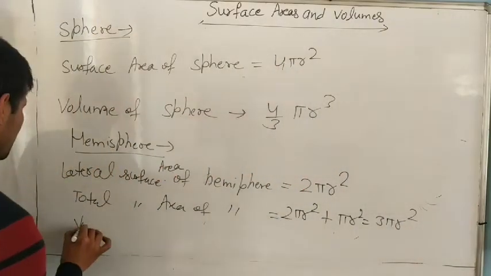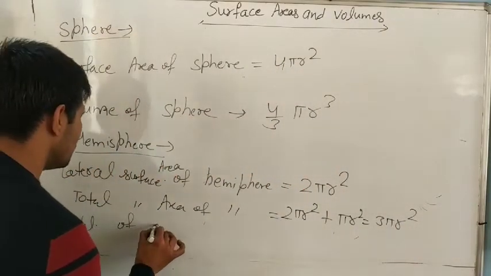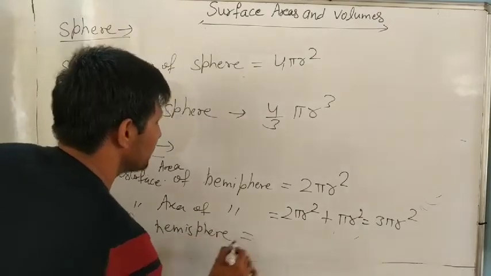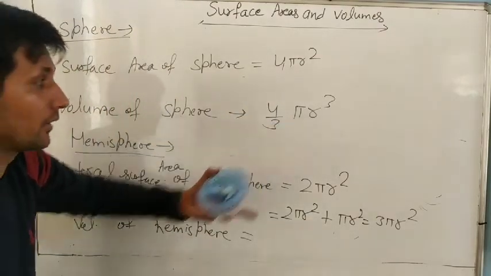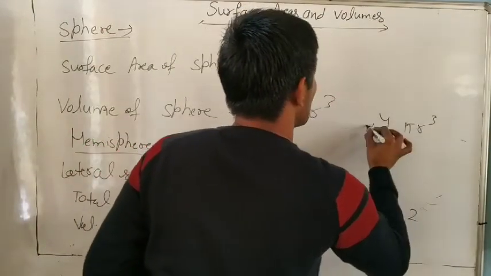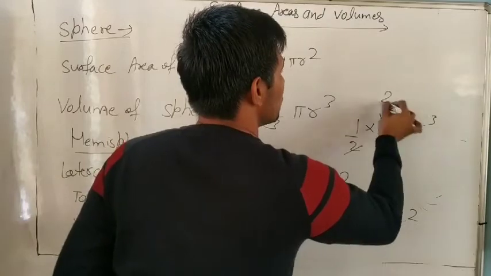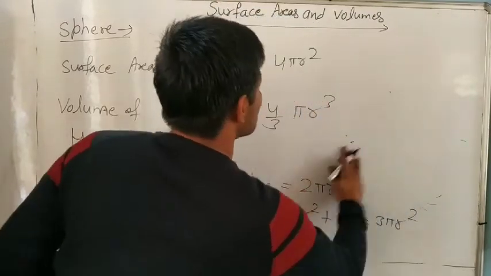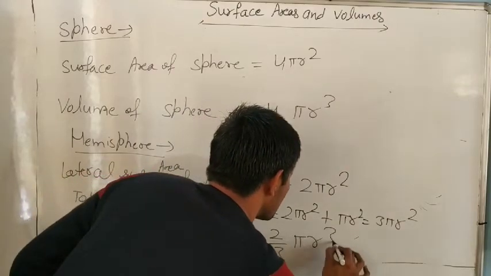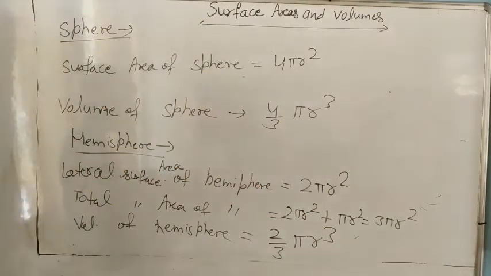Same as it is. Volume of hemisphere. So volume of hemisphere is half of this one. So half of this one, 4 by 3 pi r cube times 1 by 2. So 2 cancels 2. So what is remaining? 2 by 3 pi r cube. 2 by 3 pi r cube.